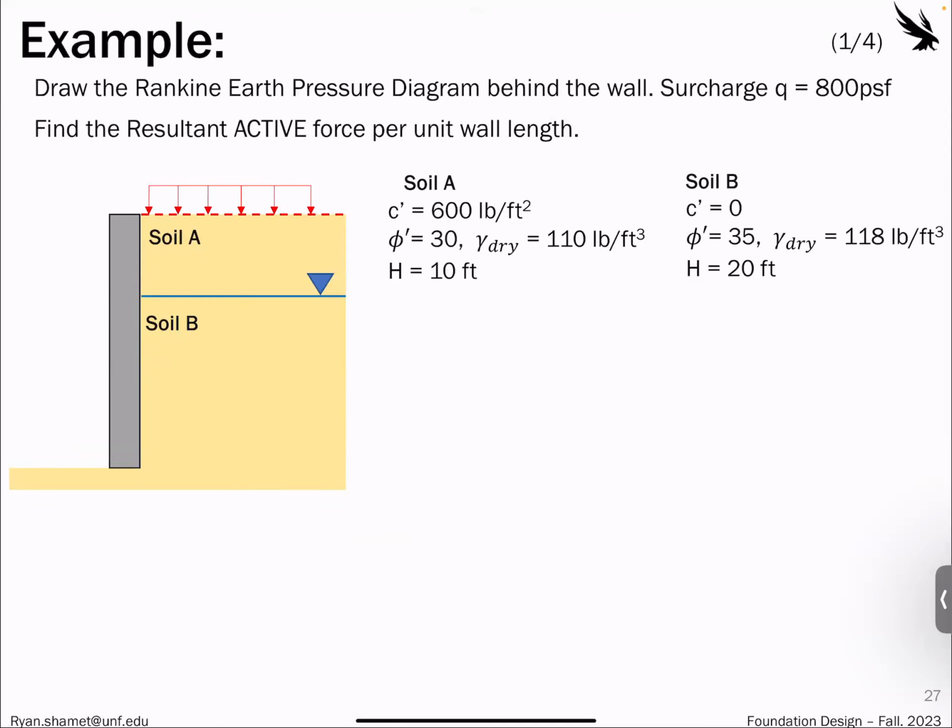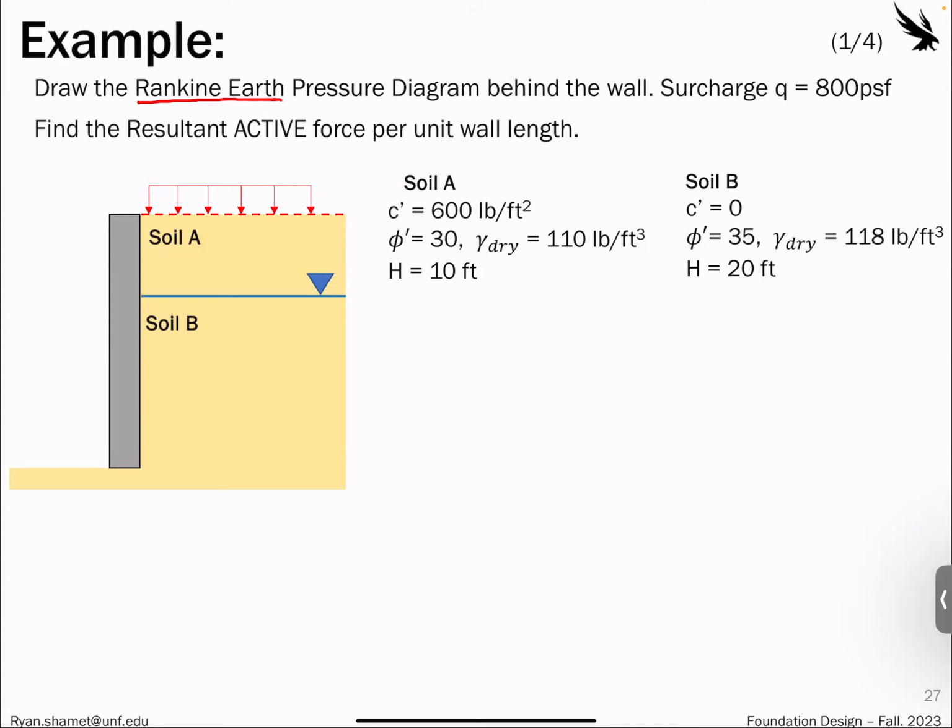All right, let's look at an example here. Anytime you see a retaining wall structure, especially in FE or PE, always look and underline what it's specifically asking for, either Rankine or Coulomb, because the little pictures will look the same, the stuff they give you will look the same, but the analysis and the actual K value would be different. So this one's asking for Rankine, asked to draw the earth pressure diagram behind the wall, with the surcharge there of 800 PSF, and then finding the resulting active force per unit length of wall.